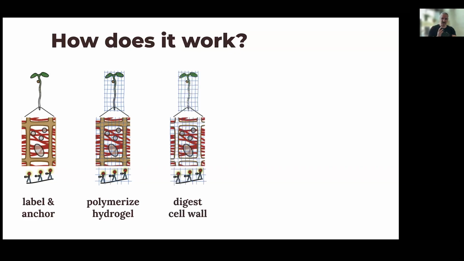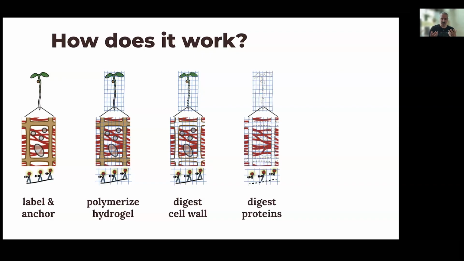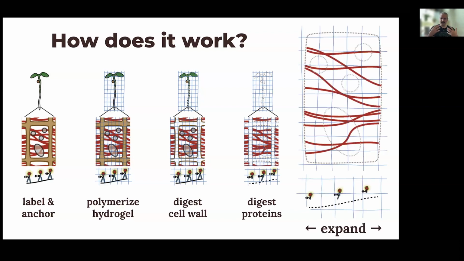Then we digest away the cell wall. This is the most important thing. The cell wall is very mechanically resistant. As we actually saw in the previous presentation, it's a stiff structure. And if we want to expand the plant homogeneously, we need to get rid of this stiffness. Then we digest away all the other proteins to again soften up the sample. And finally, we can expand the sample. It physically increases in size, and we can look at the details.